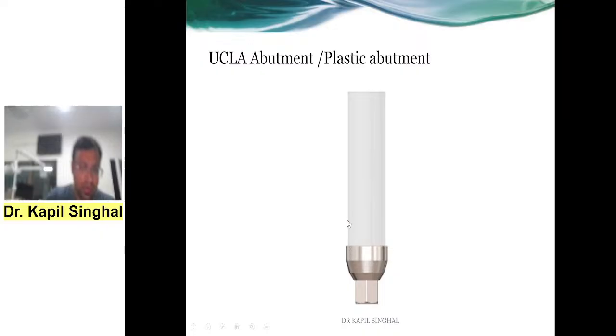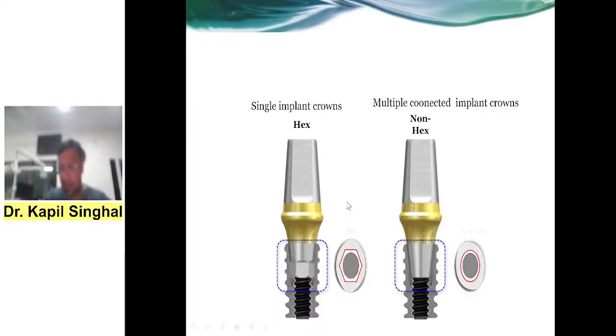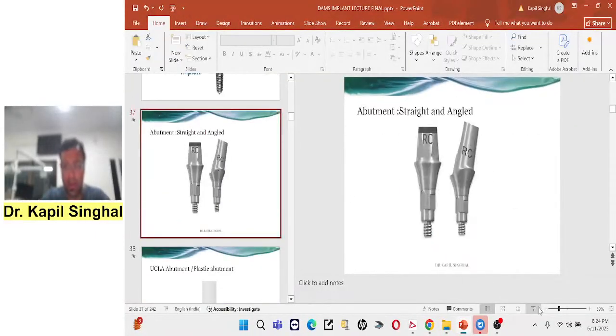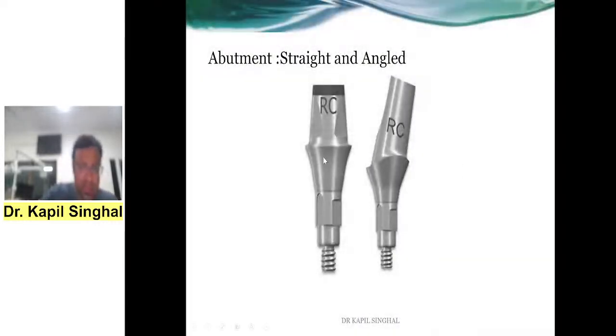So just remember one thing. There are two kinds of abutment that we have discussed. One is the stock abutment made up of metal. Whenever I have to make a cement retained prosthesis, cement retained meaning my crown will be cemented over this abutment, I will always use a stock abutment.